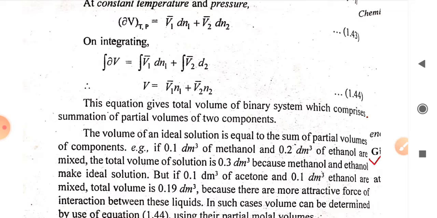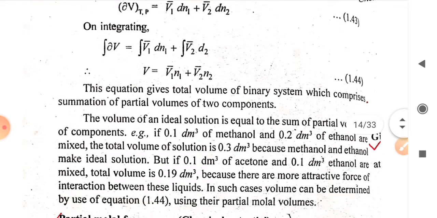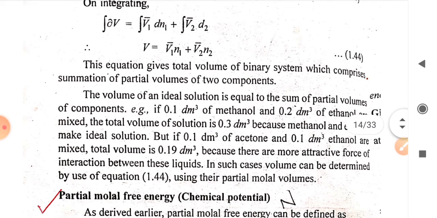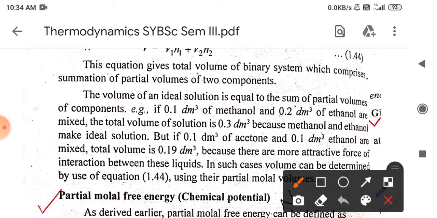Okay, so we will see the application of these partial molar properties. This partial molar equation gives you the total volume of a binary system, which comprises the summation of the partial molar volumes of the two components.